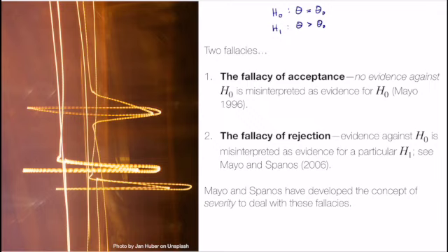The fallacy of rejection is maybe a little more interesting. Evidence against the null, that would be a small p-value, in this fallacy would be misinterpreted as evidence for some particular alternative hypothesis. Remember, alternative hypotheses usually contain lots of potential values, in this case infinitely many values of the parameter theta. And just because you've rejected the null, it doesn't mean that you have evidence for any single value in some interval.